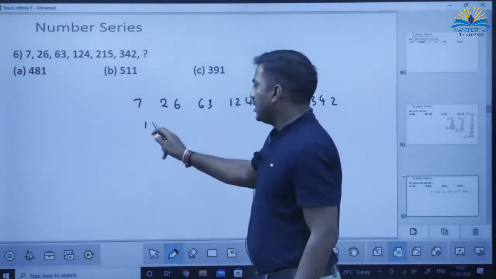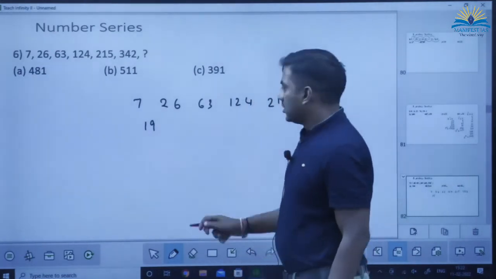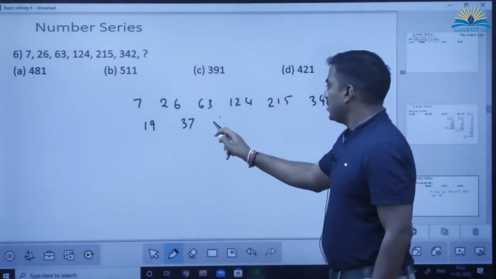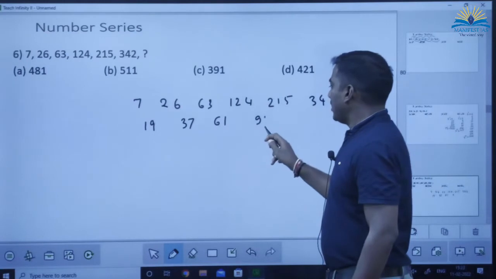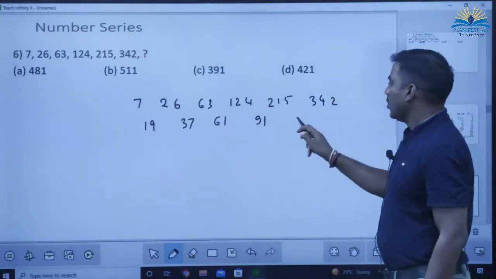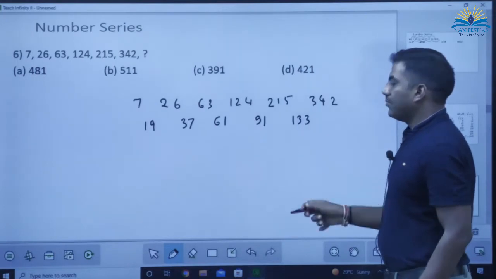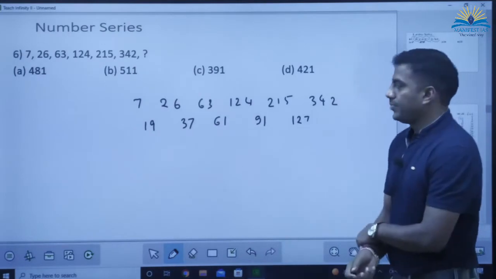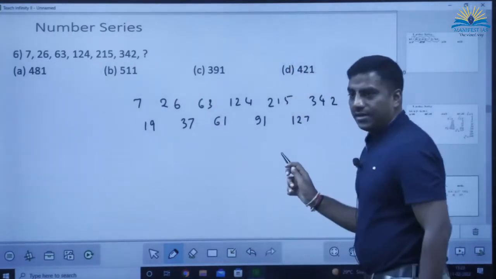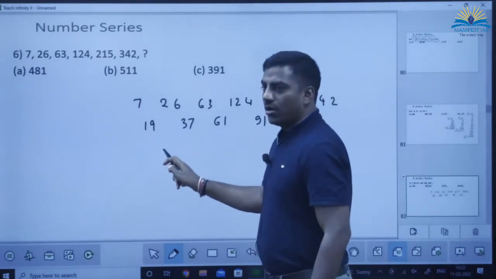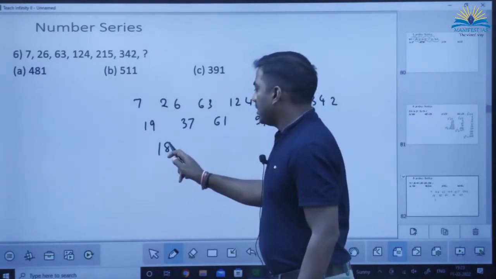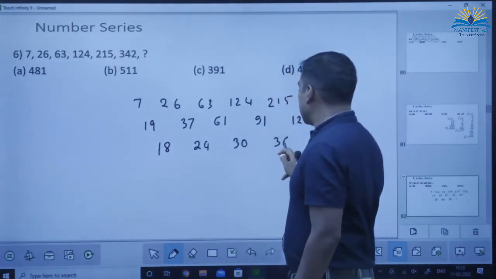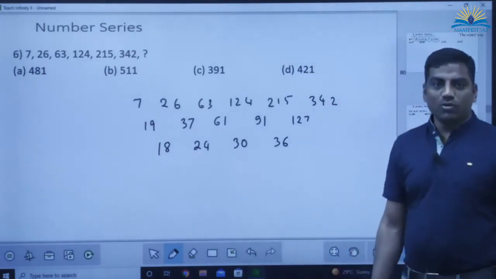Difference is 19 here. Yes or no? Then 37 here. Yes. 61. Then 91. Then 127. Now, we are not getting anything here. Again, go for the next iteration. 18, 24, 30, 36. Are we getting any clue here?